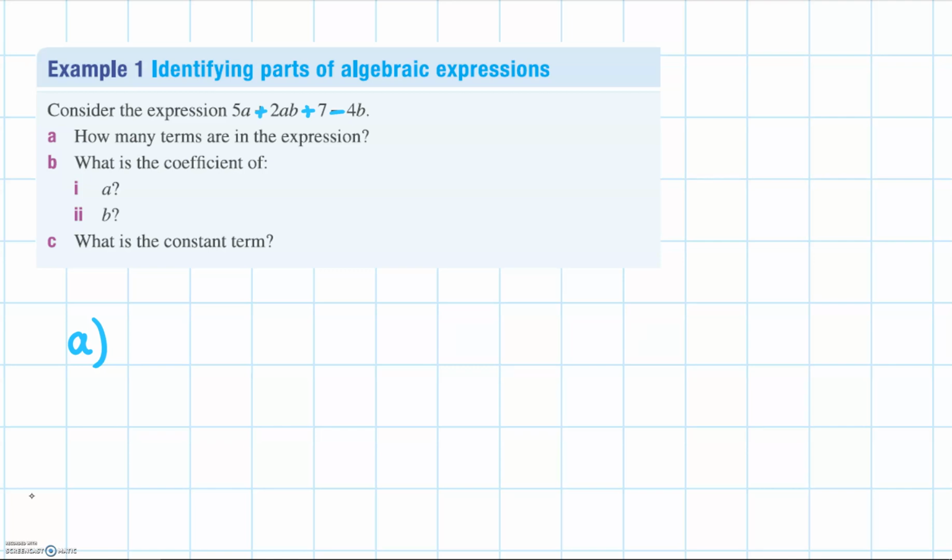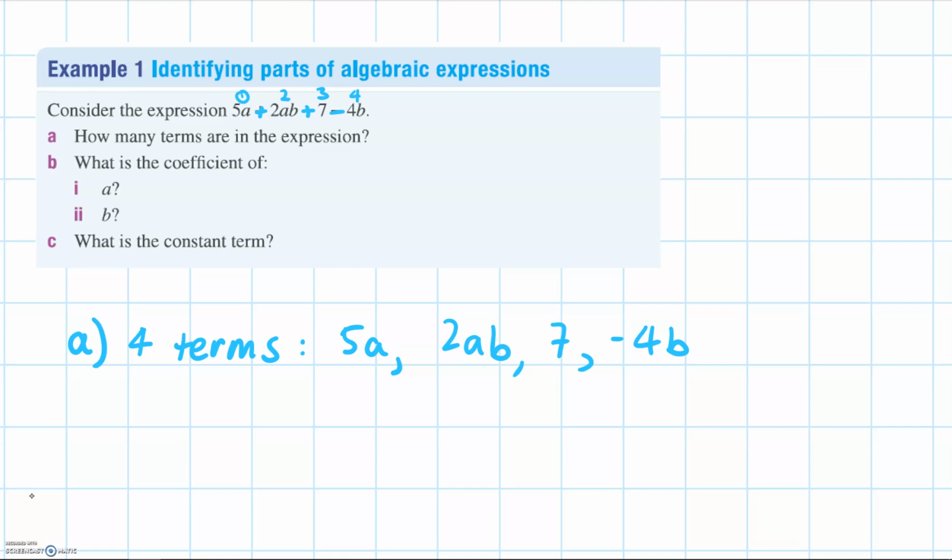So if you count them all up, I've got one term, the 5a. I've got two terms, my 2ab. I've got my third term, that plus 7. I've got my fourth term, that negative 4b. So here there are 4 terms. I'm just going to write them out. So I've got 5a, comma, 2ab, comma, 7, and negative 4b. So those are my 4 terms.